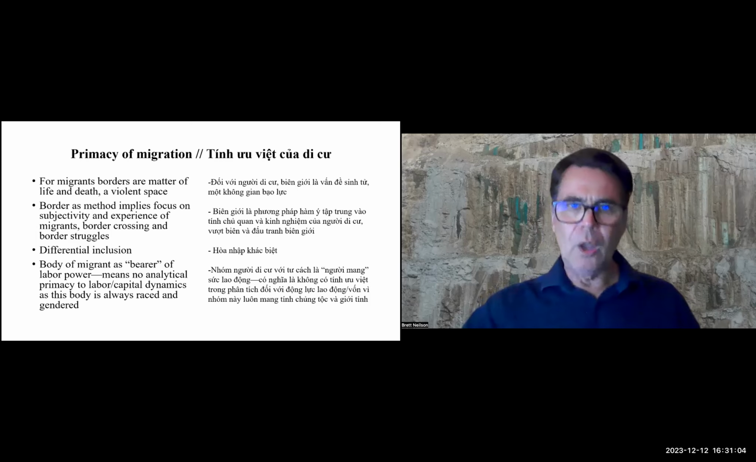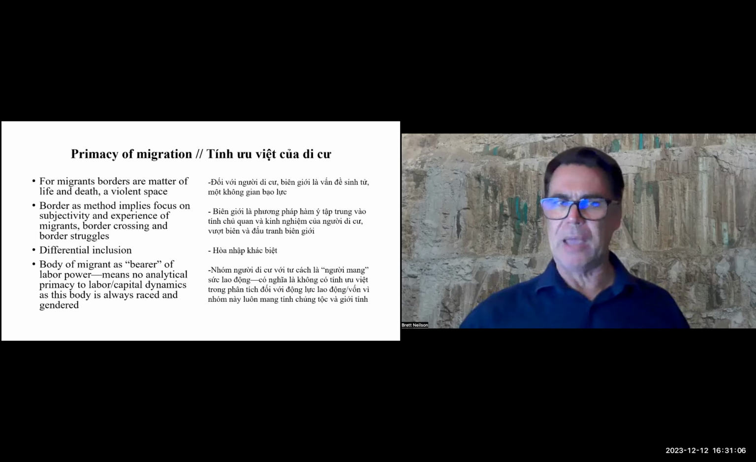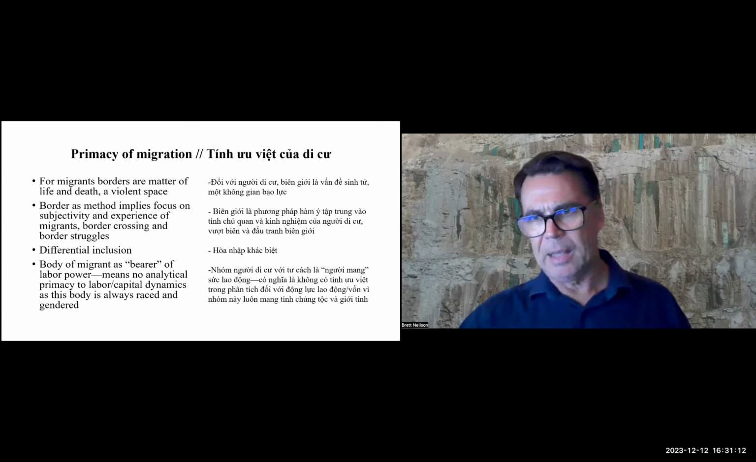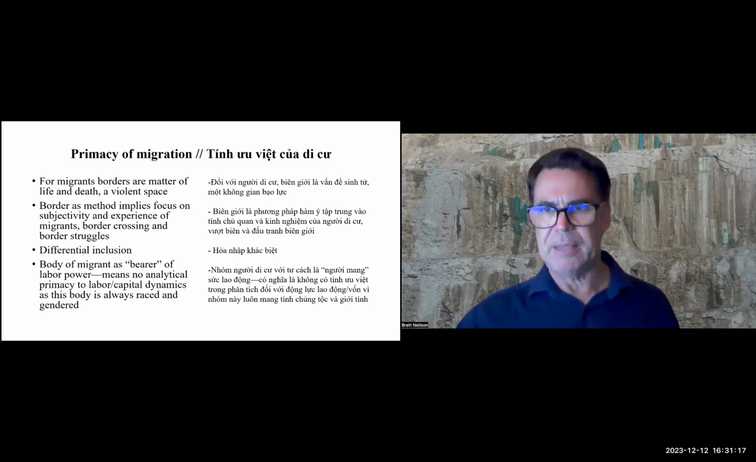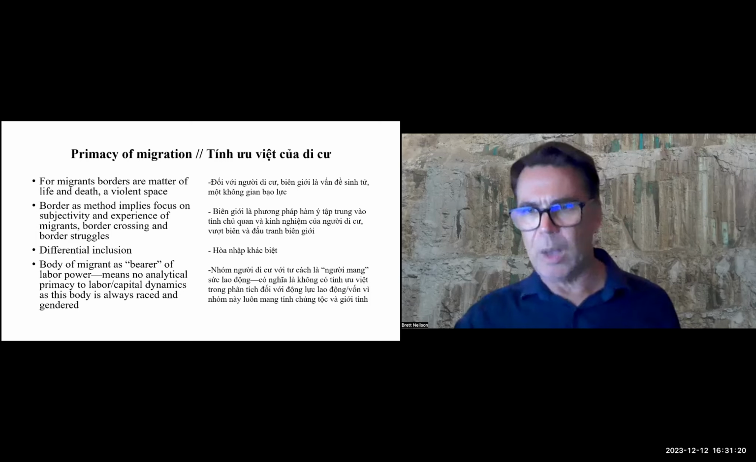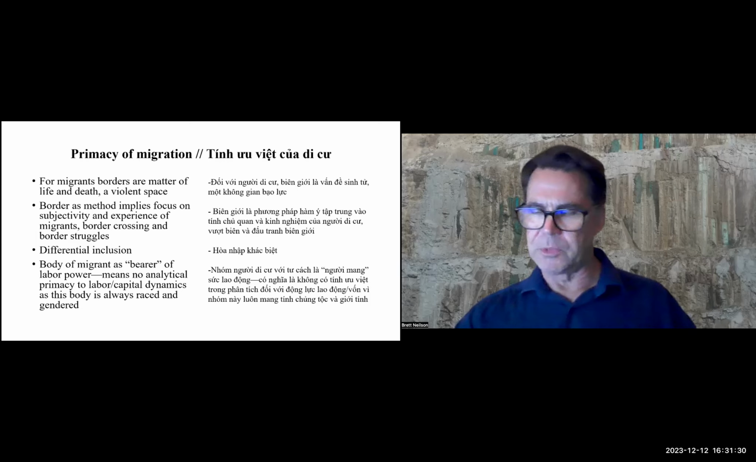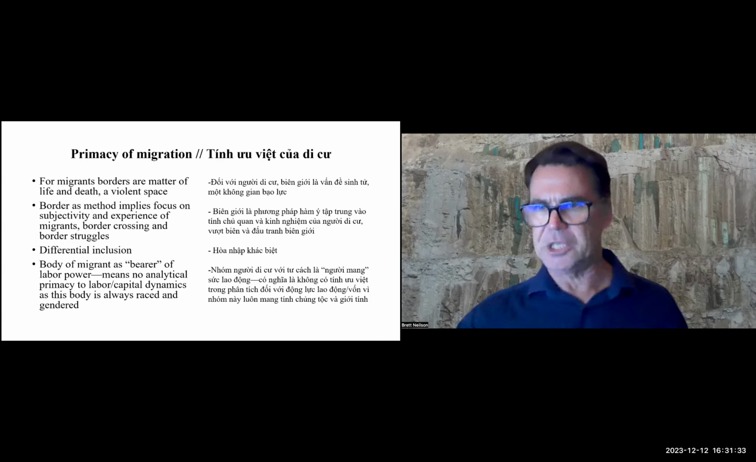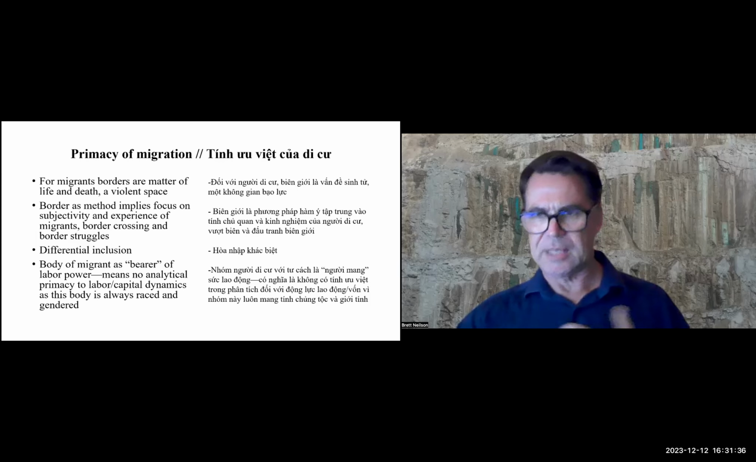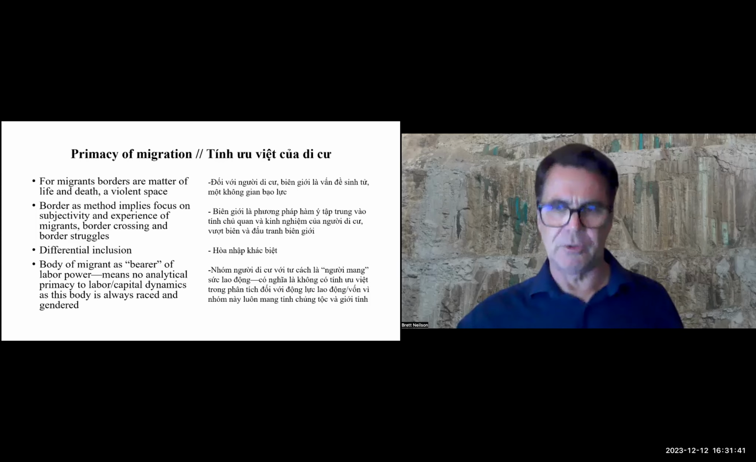However, recognizing that the body of the migrant is the bearer of labor power means that this body is immediately a raced and gendered body. So the perspective of border as method does not allow us in any way to pose some kind of classical dialectic of capital and labor as primary with respect to other forms of oppression and differentiation, such as race difference, such as gender oppression, such as ageism, ability, and so forth.